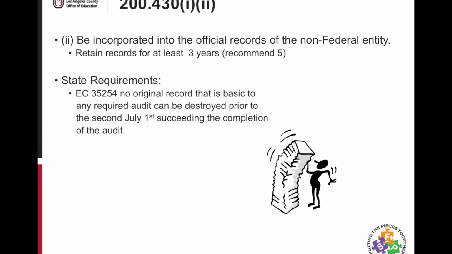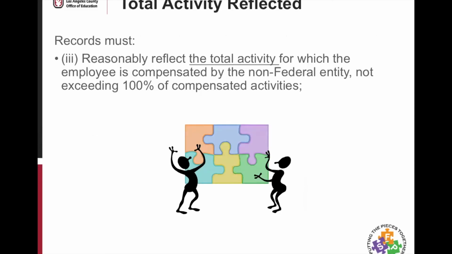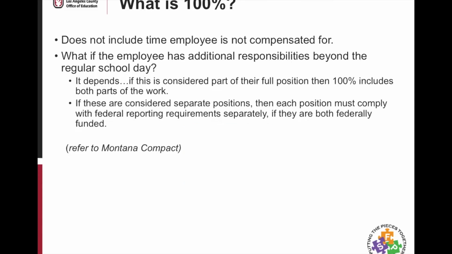All right, next is the total activity. This is on that list that you had. The report has to reflect the total activity for which they're compensated, not exceeding 100%. So it specifically says you only report 100%. If someone works over, but that's not part of their compensation, then you don't reflect those hours.